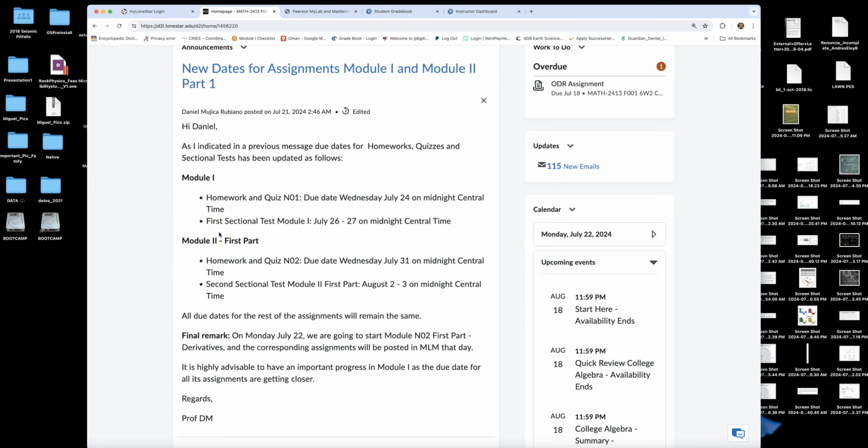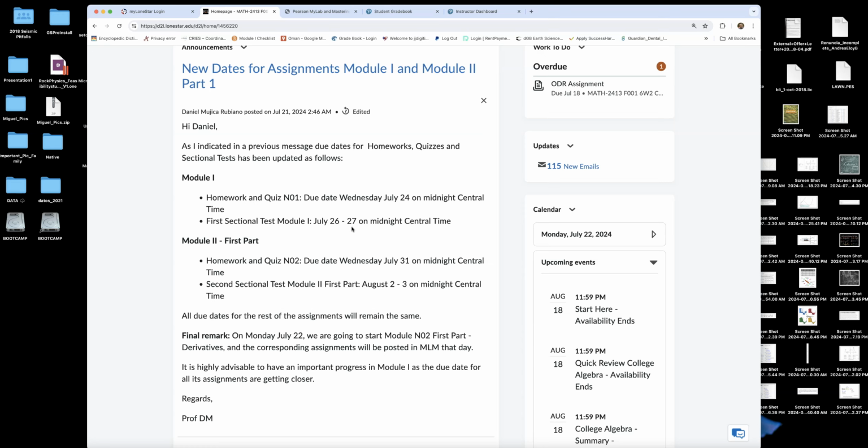Okay, in the first calendar we were supposed to have the first sectional test on Wednesday. I delayed that for this weekend. So now it's going to be open between Friday, July 26 and Saturday, July 27 to give you more time. But at the same time, keep in mind that we have another module taking place, which is the one about derivatives. So please don't get behind, because this semester is too short.